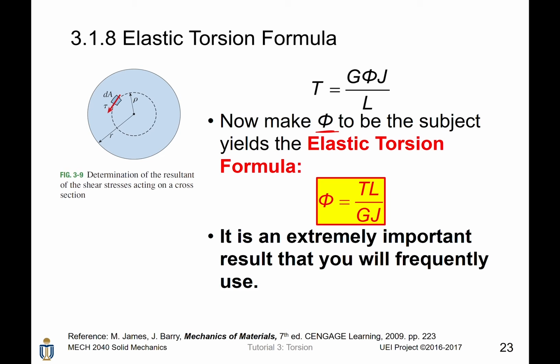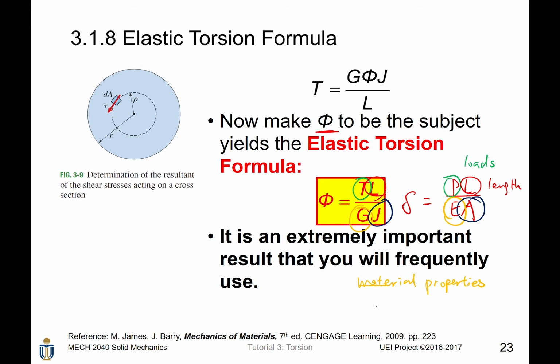Notice that it is rather comparable to what we have learned before, which is the axial deformation of a piece of material under the axial load, delta equals PL divided by EA. In such a case, P and T are loads acting on the prismatic bar. L is the length of the material. G and E are material properties. J and A are sectional properties. So as you can observe, they are rather similar and comparable. It is an extremely important result that you will frequently use in a lot of applications about pure torsion.